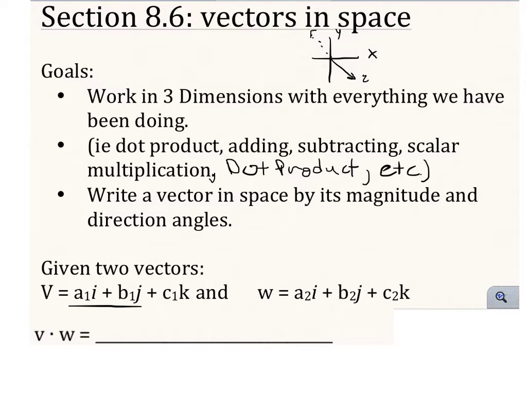Last time we had A1i, B1j, and A2i, B2j. Now we just have this third variable, k. C1 and C2k. So for our dot product, it's exactly the same. A1 times A2 plus B1 times B2 plus C1 times C2.